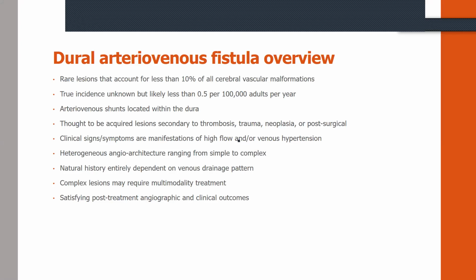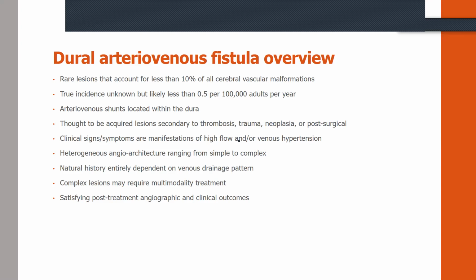So these fistulas, they're rare out of all vascular malformations. There's a broad category of vascular malformations. These include cavernous malformations, venous malformations, and arteriovenous malformations. Fistulas account for less than 10% of all of those. So it's a relatively small subset of an already rare diagnosis. The true incidence is unknown, but it's likely less than half per 100,000 adults per year.